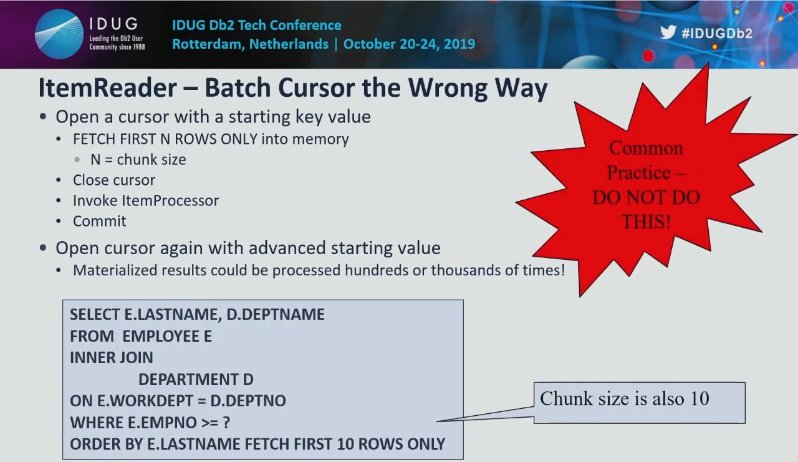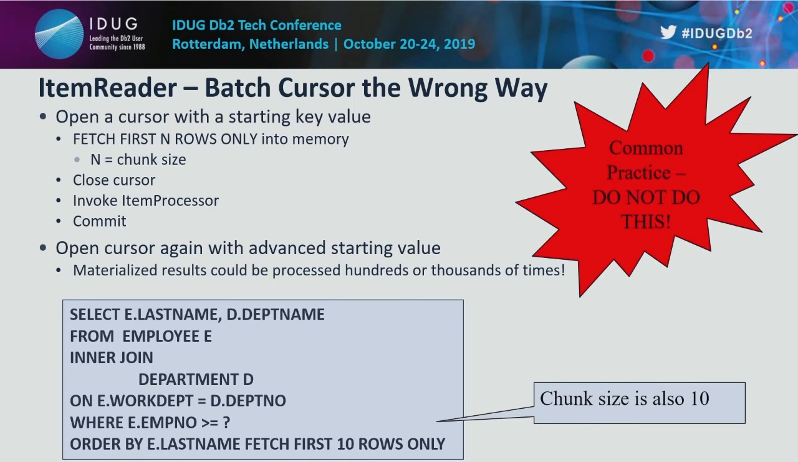So I'm going to show you the wrong way to do it. So here's the wrong way to do an item reader batch cursor. You notice that you open a cursor, start with a starting value, fetch first n rows only in memory, close the cursor, invoke the item processor, and commit. And then try to open the cursor again in the advanced starting phase. Well, the problem is materialized results could be processed thousands of times. We were running millions of records, and we found this out.